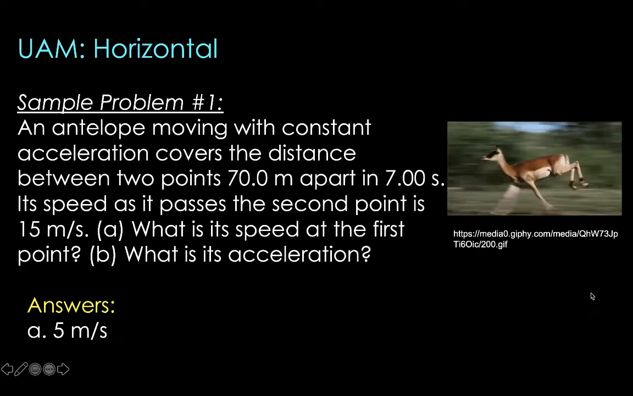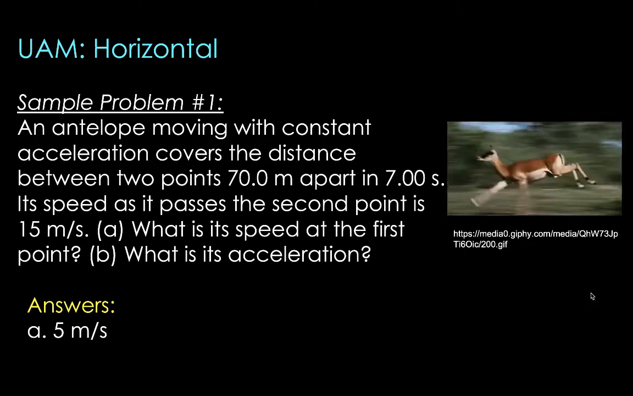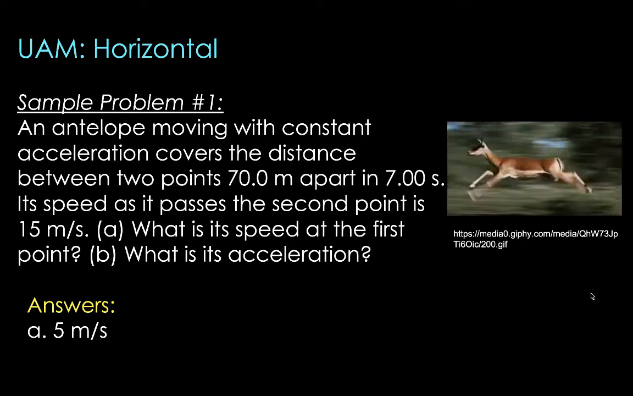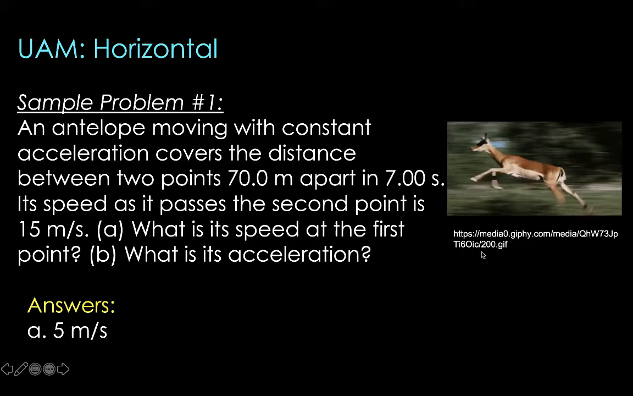So the final answer here for the initial velocity should be 5 meters per second, which is a reasonable answer, because this is the point where the antelope was probably just building up its momentum until it gets to the 15 meters per second speed at the second point. Okay. Now, how about the second required to find?